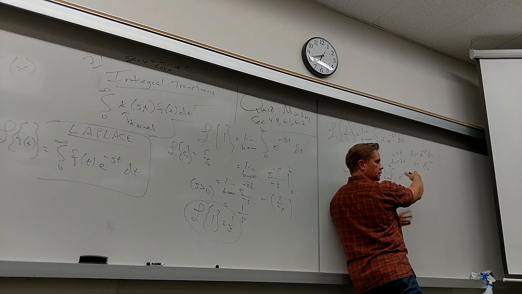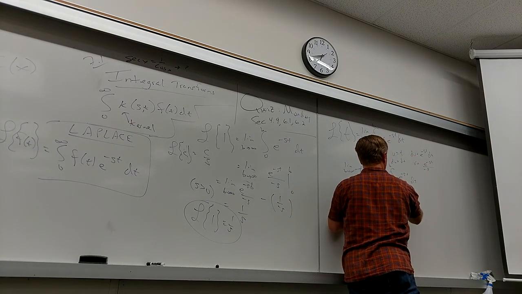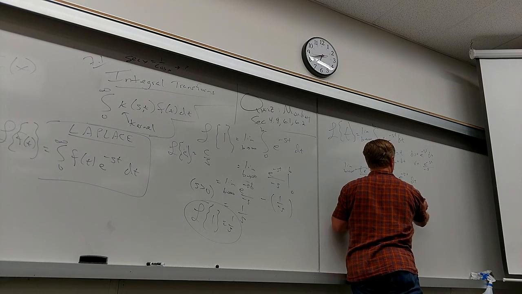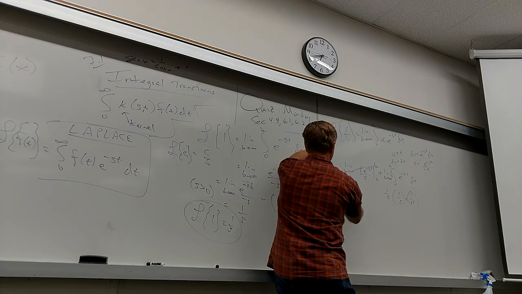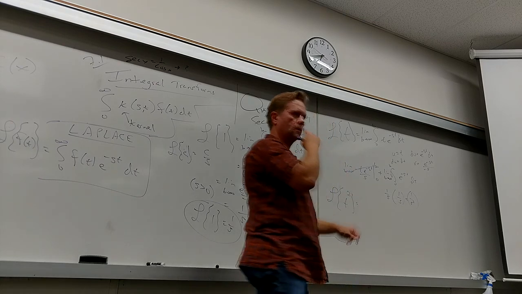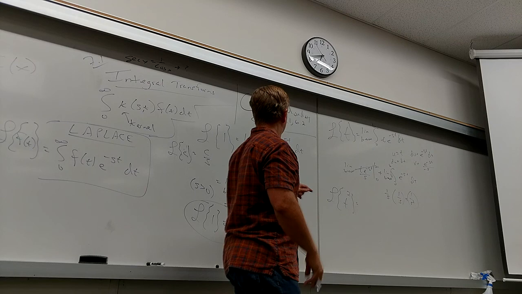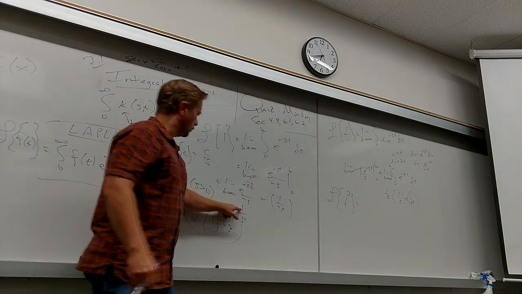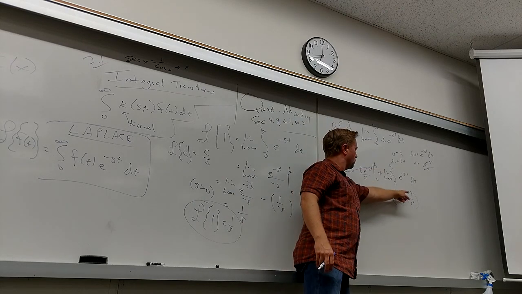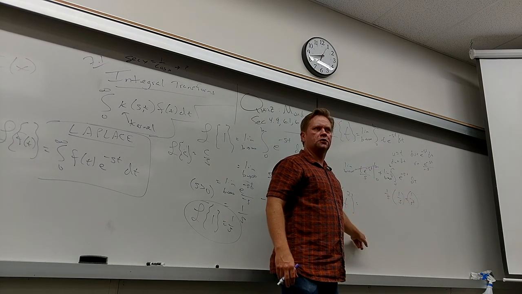Yeah, we basically did this one already, right? So I get 1 over s squared. Now what do you think the Laplace transform of t squared would be? 1 over s cubed? Almost. The real thing is, this is 0 factorial over s, this is 1 factorial over s squared, so this will be 2 factorial over s cubed.